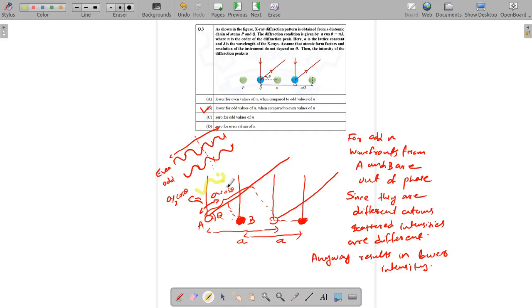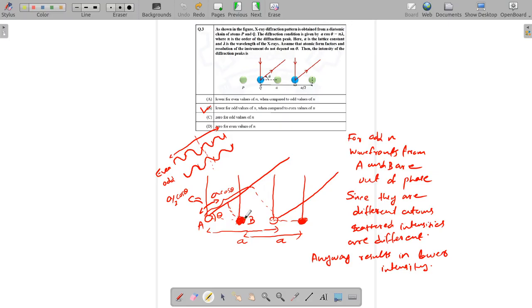This is halfway. Now B starts to radiate out at the same point. So that means these are now out of phase. This one and this one, the one radiated by A and the one radiated by B, are out of phase now. So that actually results in a destructive interference.